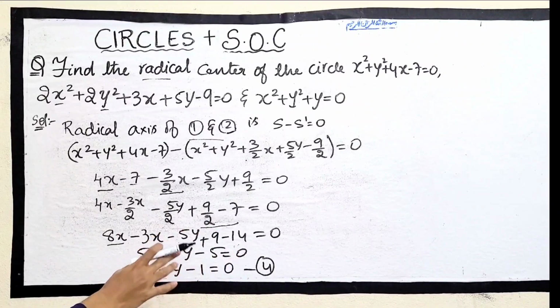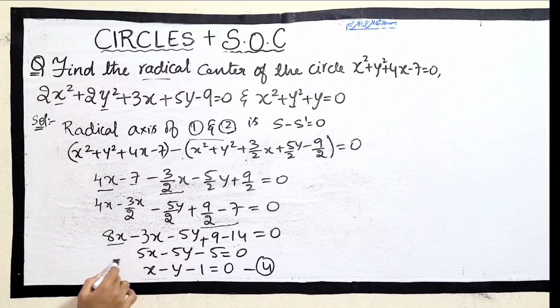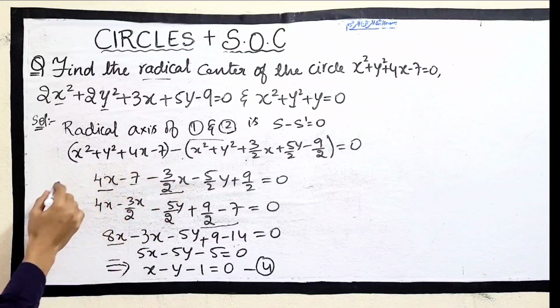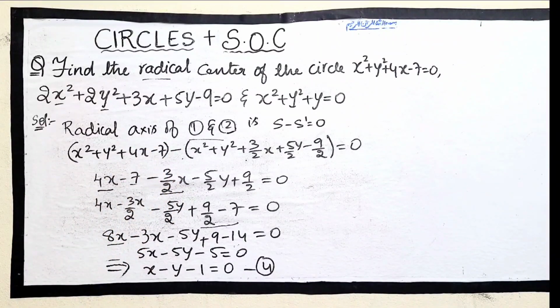Just a simple LCM we have to do, and in the last step we take 5 as common, as we are getting x minus y minus 1 equals 0. Write this as equation 4, which will be your first radical axis. Now again we have to find another radical axis by solving equations 2 and 3 respectively.